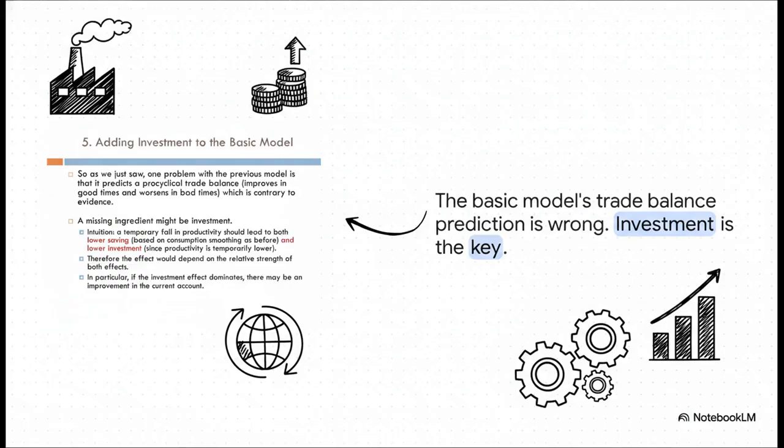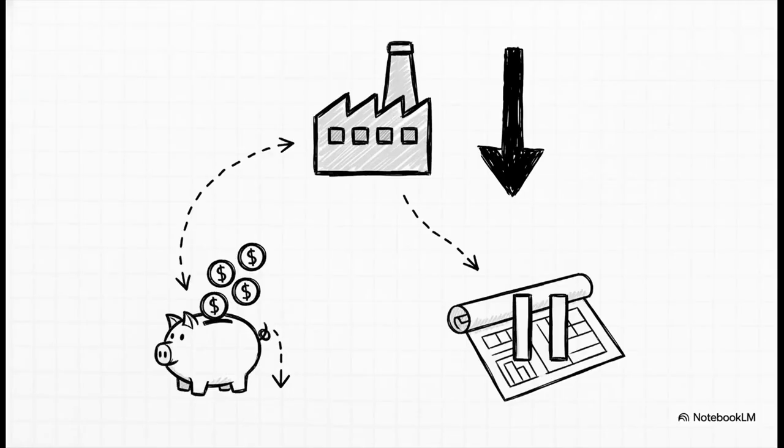But it turns out investment is that missing ingredient that makes the whole thing click and become way more realistic. So, for example, imagine a temporary drop in a country's productivity. Our old, simple model would just say, okay, the country saves a bit less to keep consumption steady. But the new model, with investment, adds another layer. It says, well, wait a second. If productivity is down, it's also a pretty bad time to invest in new projects, right? So the country also invests less. And that double whammy, lower savings and lower investment, gives us a much richer and, frankly, a much more accurate picture of what's really going on.